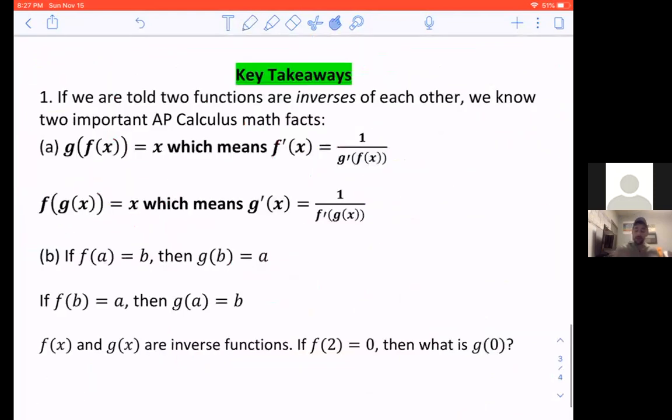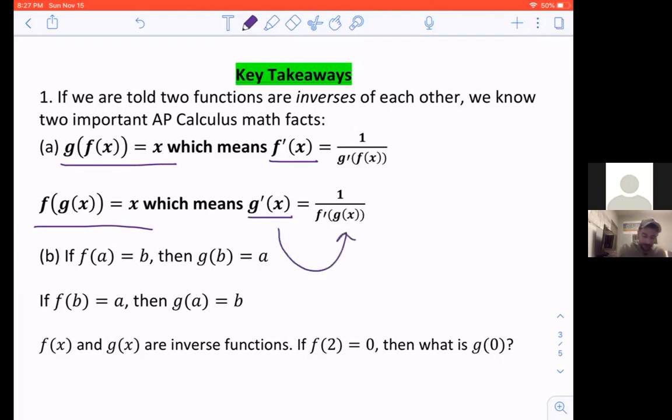So a few takeaways. If we are told functions are inverses, we know two important AP calculus math facts right away. We know that this is true: if I'm plugging one function into the other, they always evaluate to be x. And that means by going through and actually applying the chain rule derivative, I can figure out an expression that can help me find the slope at any given point on the original function, even if I don't know how those functions are defined. I don't want to go through and do this for you because it's going to come from video. So if you have questions about how I got to this expression, please ask, okay?